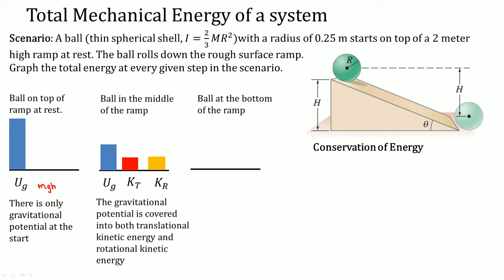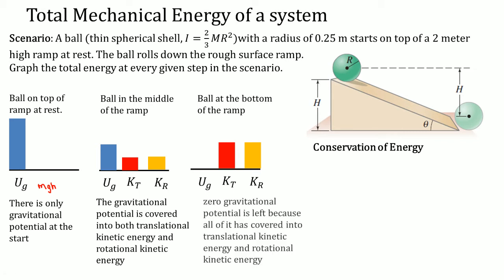and rotational kinetic energy. At the bottom of the ramp, there's no more potential energy, and all that energy is transferred to either the kinetic translational energy or the rotational kinetic energy, because at the end, it's still rotating. Okay? We would say that there's zero gravitational potential energy left because all of it has converted into translational kinetic energy and the rotational kinetic energy.